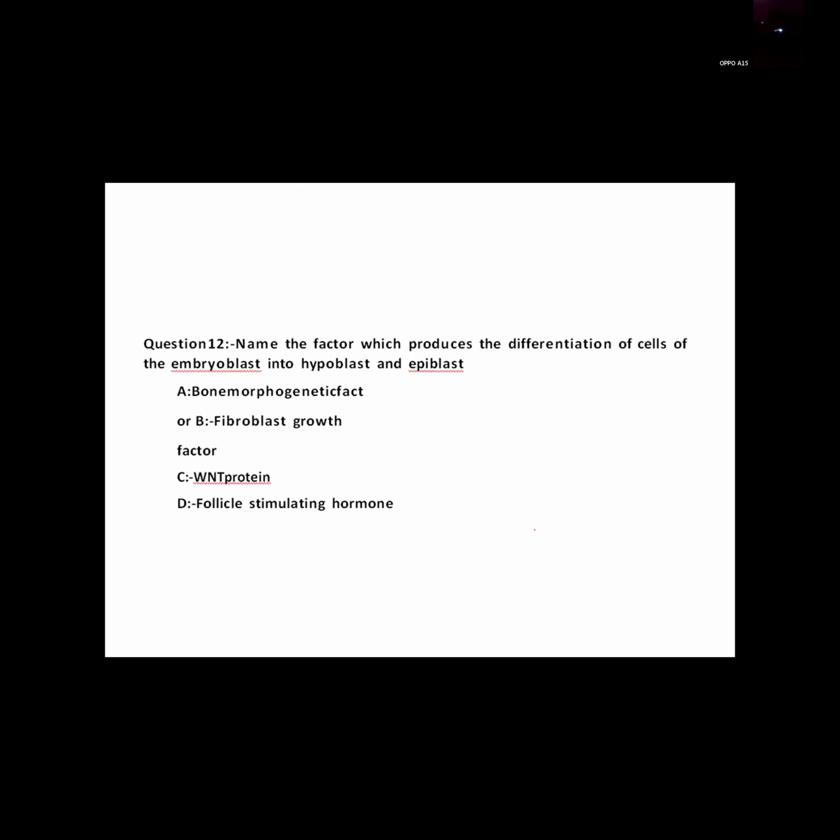Name the factors which produce differentiation of cell of embryoblast in hypoblast. Sir, go back to the previous slide, please. Sorry. This one? Yes, sir.